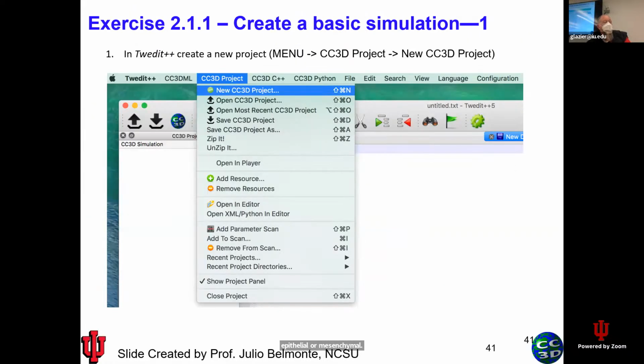So I'm going to walk through the steps. Does everybody have CompuCell running? I'll walk through this once on the screen, and people can try to follow along. Then we can go back and do it again together if people don't get through it.